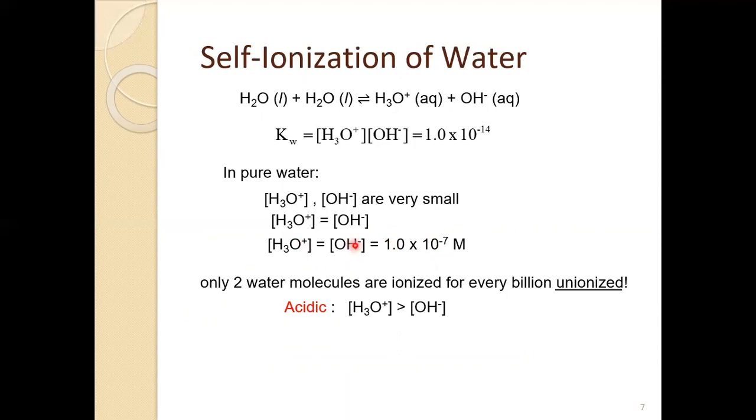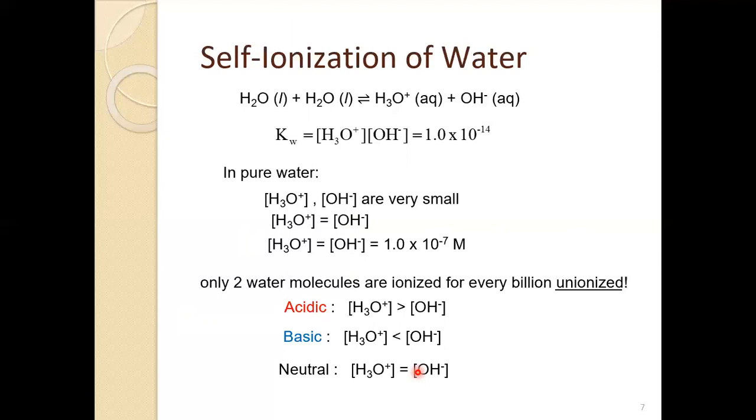And so then we can classify an aqueous substance based upon how these two concentrations compare to one another. The hydronium ion is the acid ion, the hydroxide ion is the base ion. If you have more of the acid ion than the base ion, then we call that an acidic solution. If the reverse is true, if we have more of the base ion than the acid ion, it is a basic solution. And if, for example, in pure water, they're the same, then we call that a neutral solution.